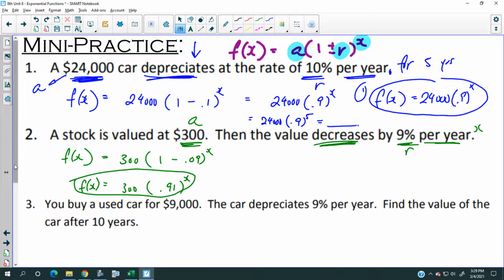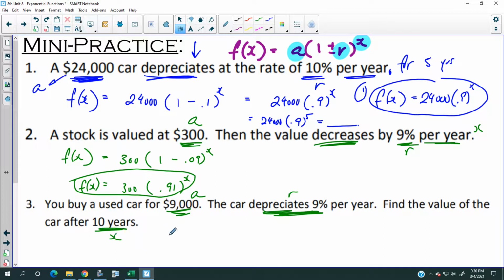One last one, and then we'll call it a day. You buy a used car for $9,000, so that's the original amount. The car depreciates 9%, so there's our rate. And then after, nice, look at that, now we got our X.